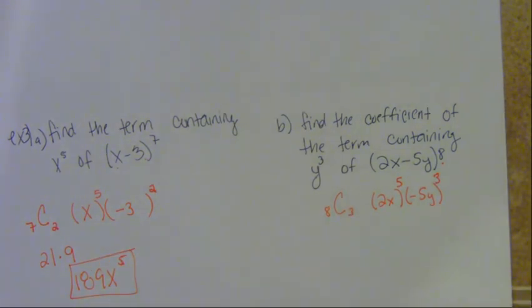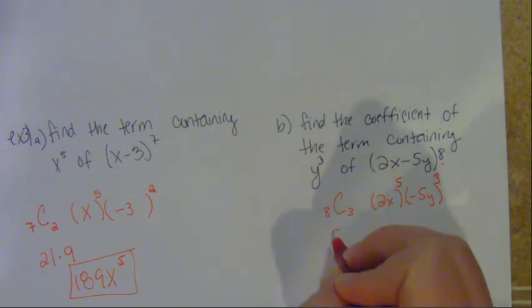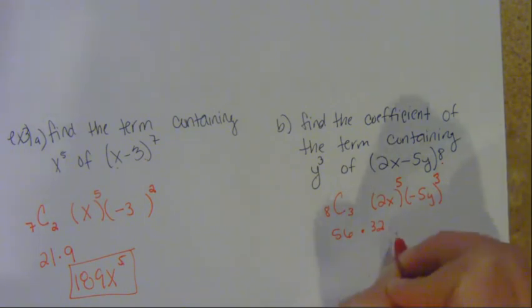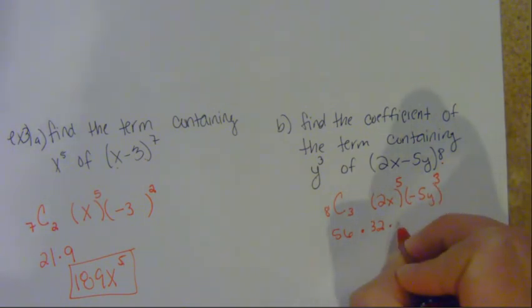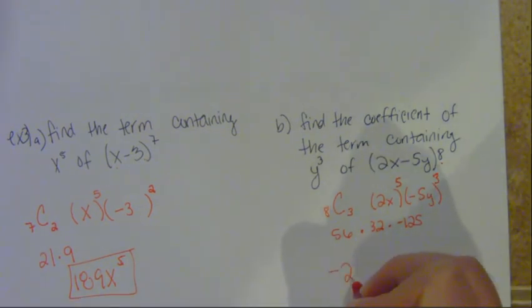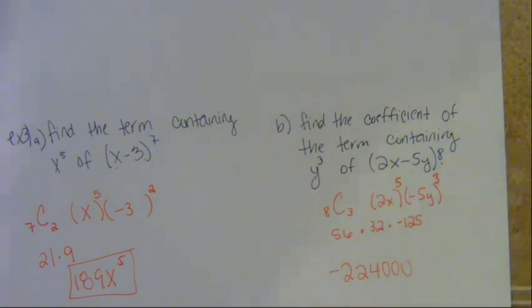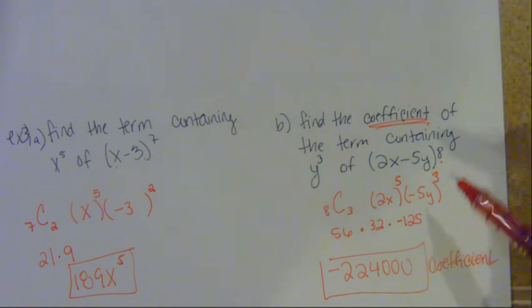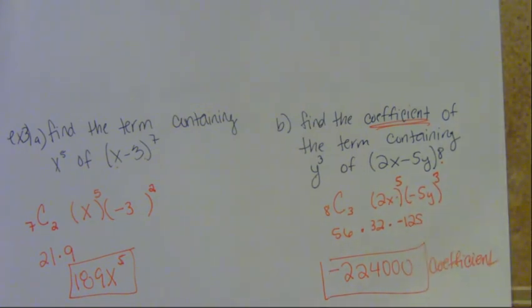So now I'm going to take my calculator, 8 choose 3. That's going to give me 56. I'm going to take 2 to the fifth, which is going to give me 32. And I'm going to take -5 to the third, which is going to give me -125. So we've got to be really careful with those negatives. So now 56 times 32 times -125 is going to give me -224,000. Now, this right here is the coefficient, so that's actually all this problem is asking you for. If I wanted the actual term, I'd have to stick on an x to the fifth and a y to the third with that.